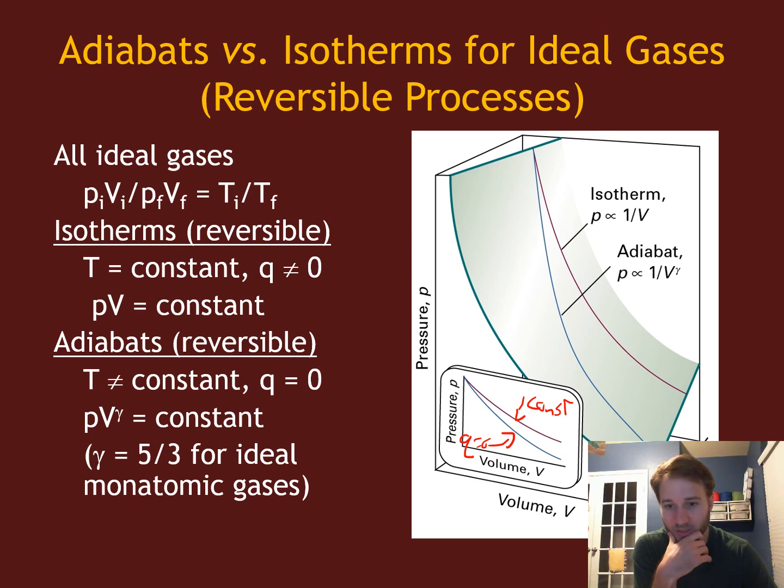So we see here that for the adiabatic expansion, you actually get less work than for the isothermal, because the amount of work done is the area underneath these curves. So adiabatic expansions produce less work than isothermal expansions.